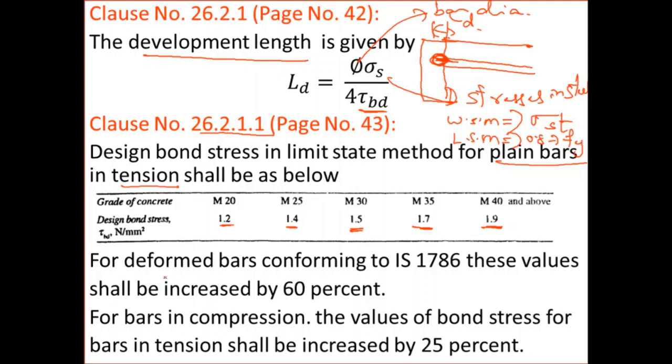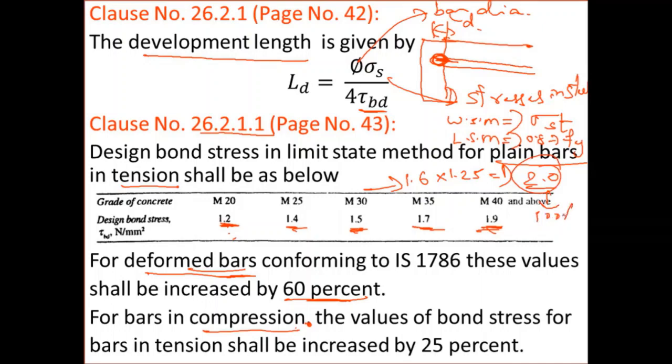Suppose you use deformed bars, then these values have to be increased by how much percent? 60%. If you use deformed bars instead of plain bars, the given values are increased by 60%. And if you are using the bars in compression, then the given values have to be increased by 25%. If you use deformed bars in compression, then these values have to be increased by 60% and 25%, so it will be like 100% increment.